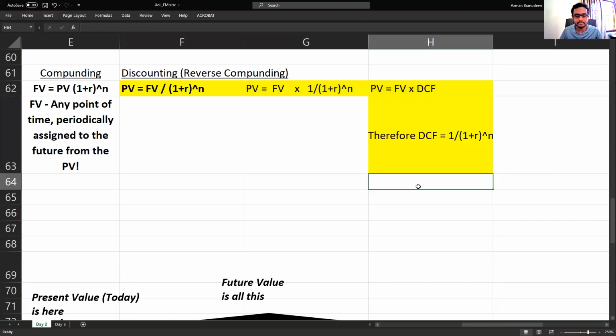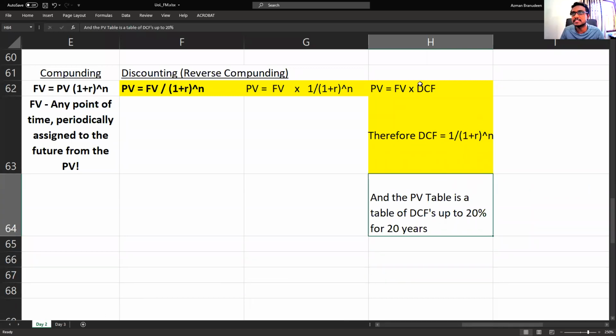And the PV table that I just shared with you, the PV table, right? The discounting factor table or the PV table is a table of DCFs, discounting factors, for up to 20% for 20 years.